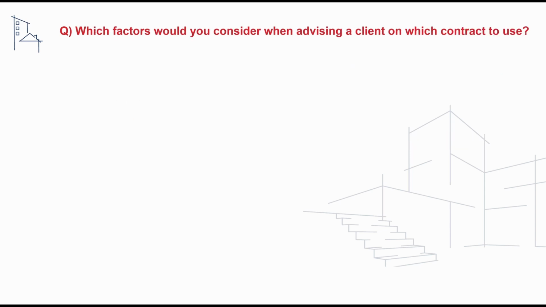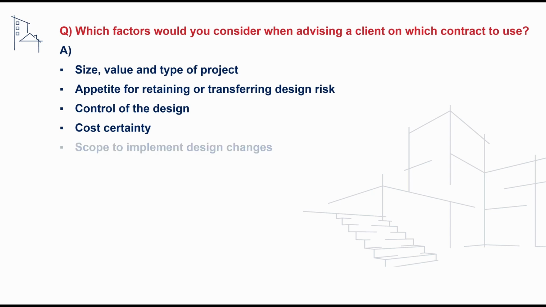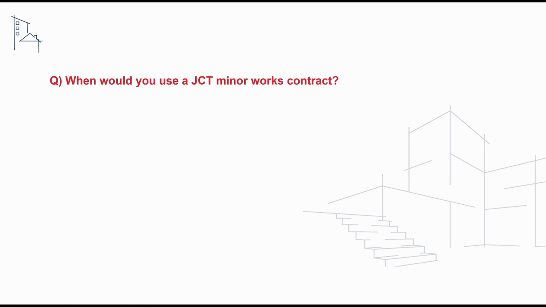The next question we'll take a look at is which factors would you consider when advising a client on which contract to use? And to address this, we can say that we would need to consider the size, value and type of project, the appetite for retaining or transferring any design risk, the need for cost certainty, and the need to introduce any design changes. We'd also need to consider the employer's experience and whether they were undertaking a series of repeat programs of works or a one-off project.